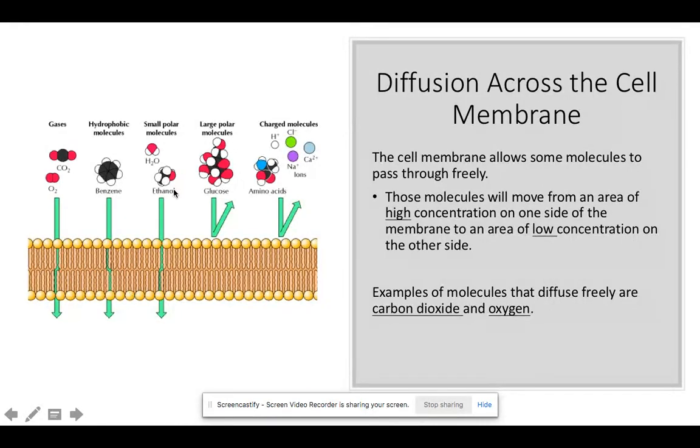Other things that can pass through are water, and alcohol is another example. Larger molecules like glucose or amino acids, or even charged particles, just can't pass through the cell membrane through the process of simple diffusion.